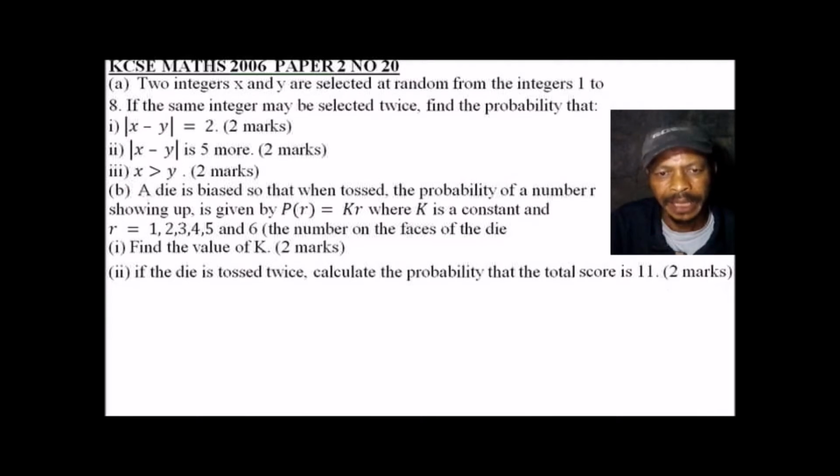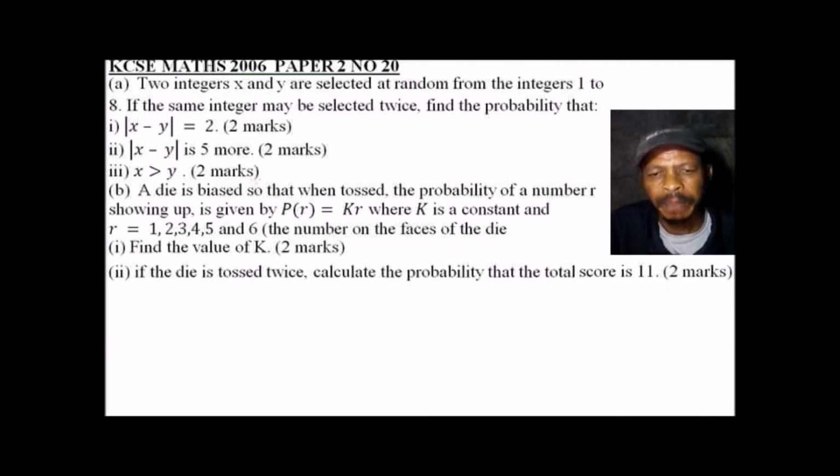Find the probabilities. Part B: a die is biased so that when tossed, the probability of number r showing up is given by P(r) = kr, where k is a constant and r is 1, 2, 3, 4, 5, and 6, the numbers on the faces of the die. (i) Find the value of k. (ii) If the die is tossed twice, calculate the probability that the total score is 11.